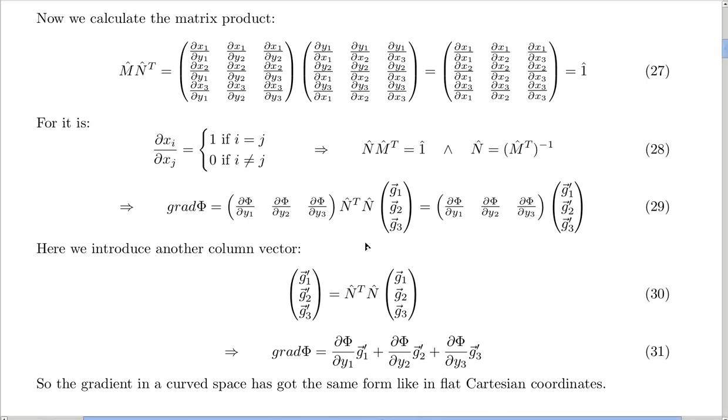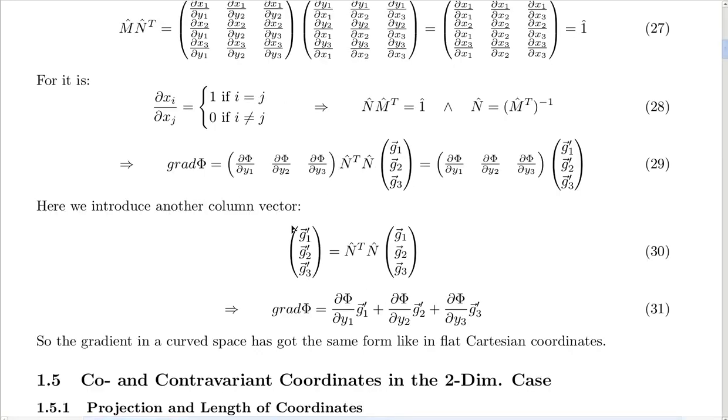Okay, so we have this expression for the gradient, and now if the N matrix is applied to this vector, the result is a new vector, and N transposed is applied to the new vector, we get another vector, and then we call this new vector g primed, and so this expression here defines a new vector with new basis vectors g1 prime, g2 prime, g3 prime.